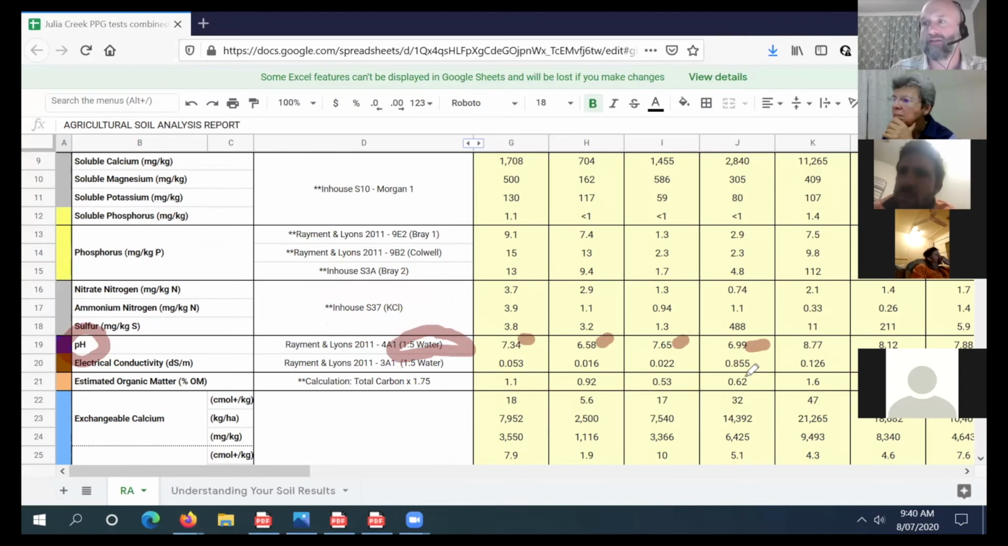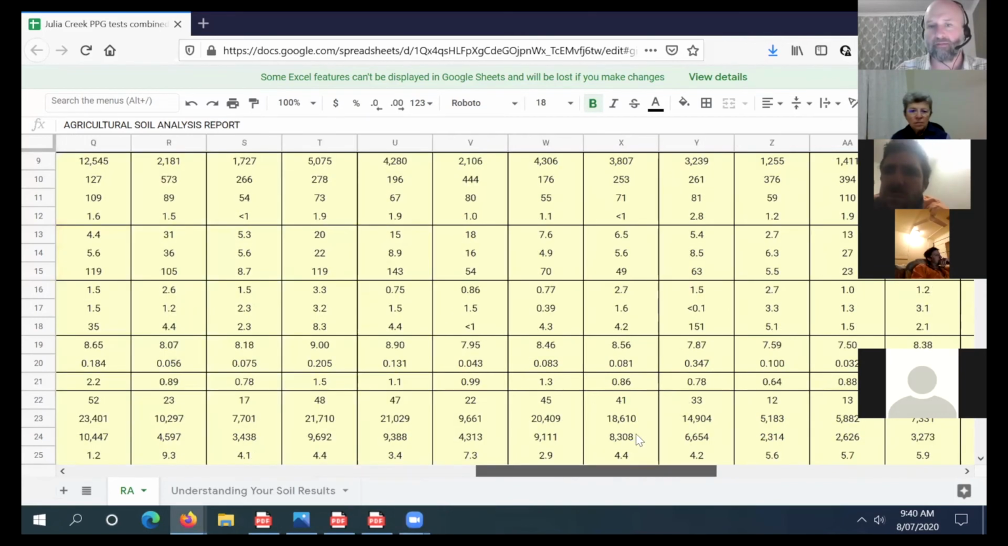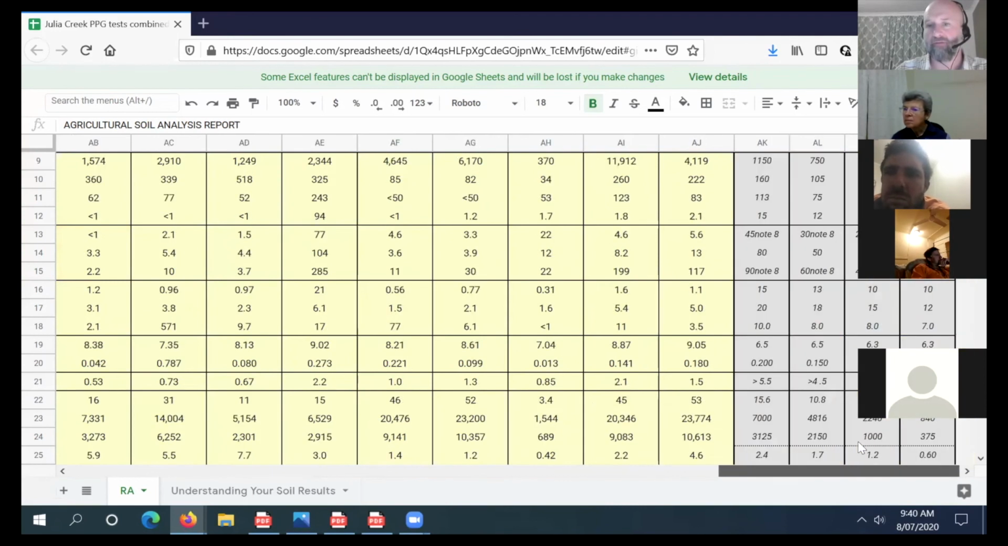everyone's pHs are there. And if we go over to the benchmarks, you can see the benchmarks that EAL have given you. They're saying it should be 6.5, 6.3, all this sort of stuff. That's what the textbook will tell you. But we know that you're in an area of Queensland or Australia where there's a lot of alkaline soils.